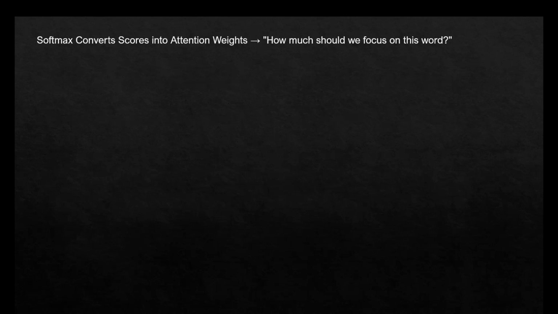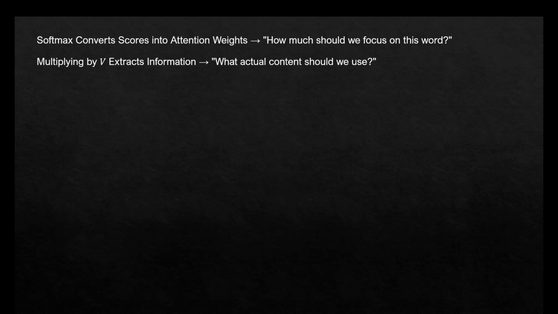Okay, so we know that softmax converts scores into attention weights. It basically answers the question, how much should we focus on this word? And by multiplying it by value, it extracts the information, like what actual content should we use. Let's take an example. Say we have a sentence, she kicked the ball, and we're trying to focus on the word kicked, and by we I mean your model is trying to focus on the word kicked, and it's trying to understand which words in the sentence are important with respect to kicked.